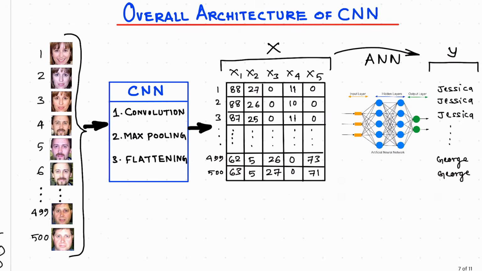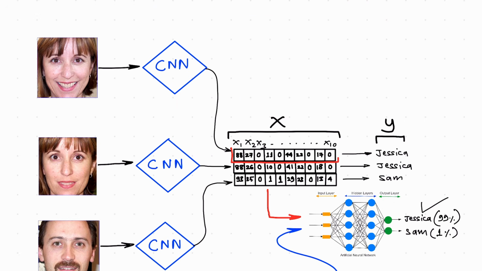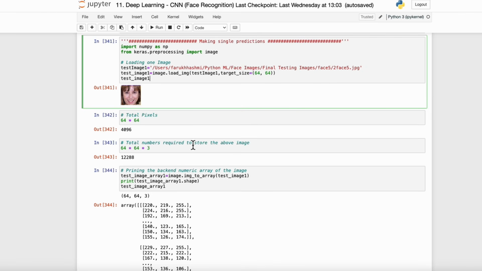Coming back to the image vector. Will the CNN algorithm always generate n numbers for an image? No, much more than that. It depends on multiple factors like the original image size and the hyperparameters of the network. For example, look at this tiny image. This is 64 by 64 pixels.